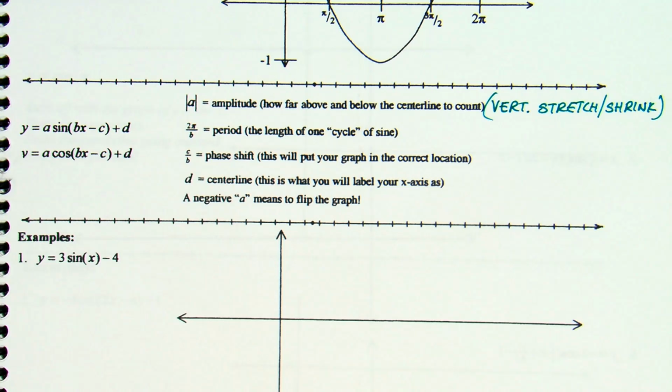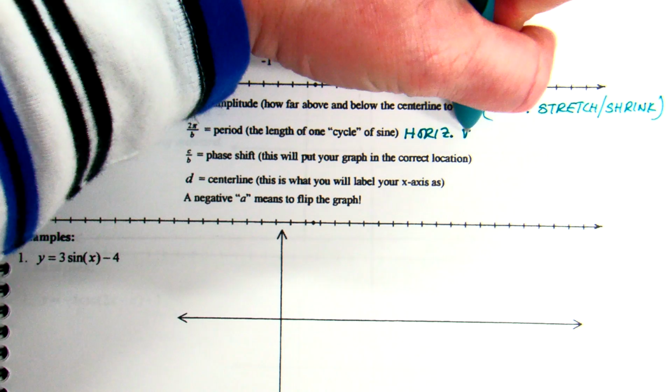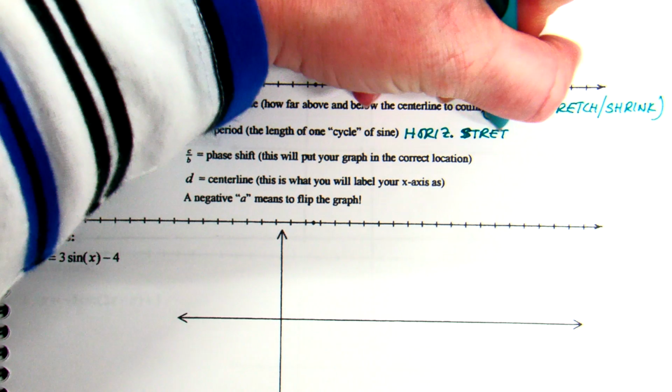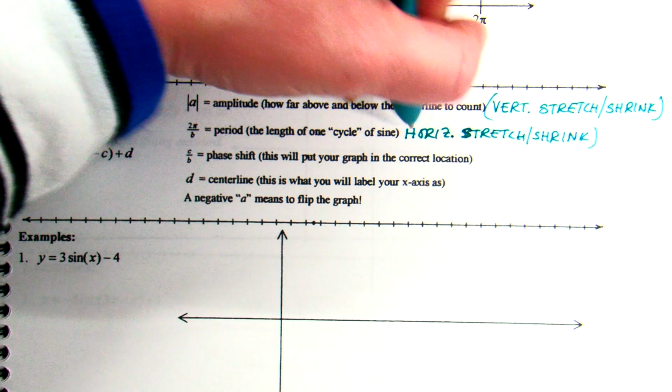If we are adjusting the cycle, instead of vertical stretch, shrink, this is our horizontal stretch, shrink. And again, I'm going to help you figure out how to use all of this. And this chart will be really helpful to getting you through.